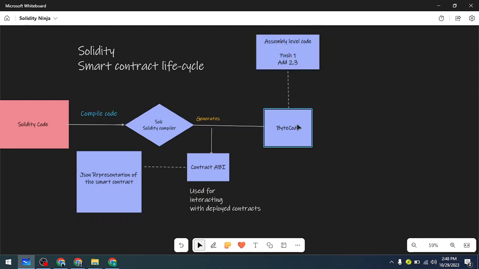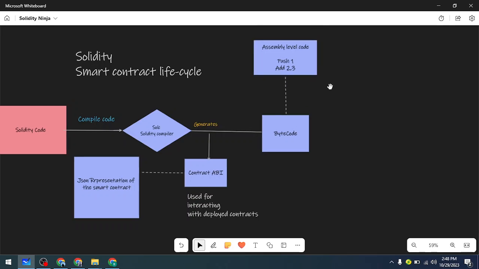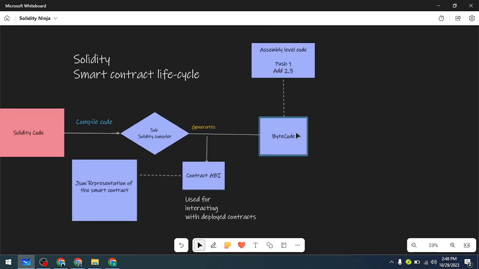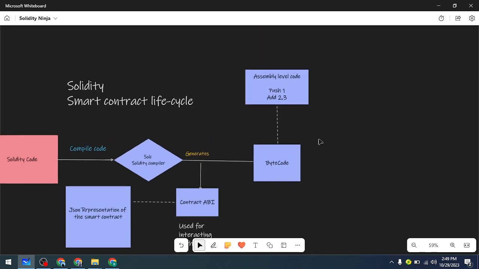It contains instructions like push 1, add 2, and all that. Some would even argue that it contains much lower level details than that. But just for the sake of understanding, the bytecode represents things like that.